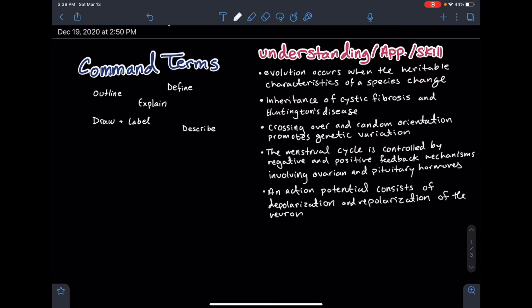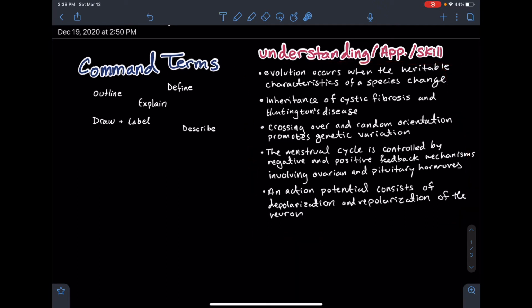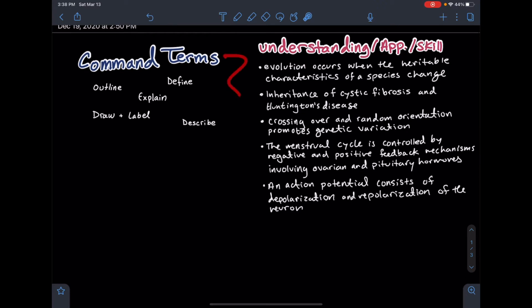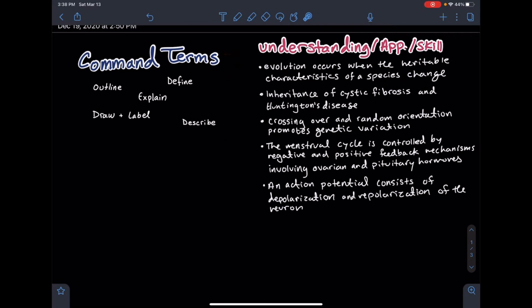So now I've prepared a list of command terms and some randomly selected understanding, application, and skill statements from the IB syllabus. We're going to start by matching command terms to an understanding statement. We're going to do this by just dragging over, for example, here's the word define, and then I'm going to bring over the evolution one, it's the first on the list.